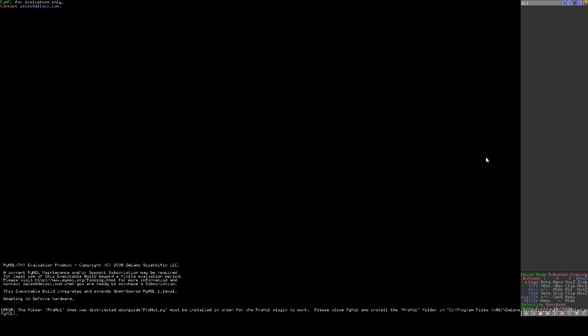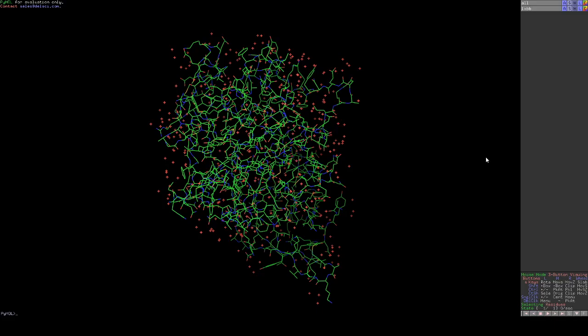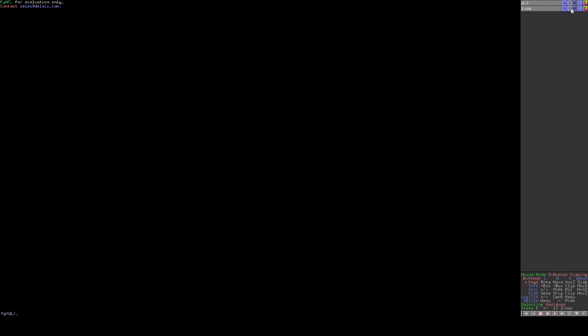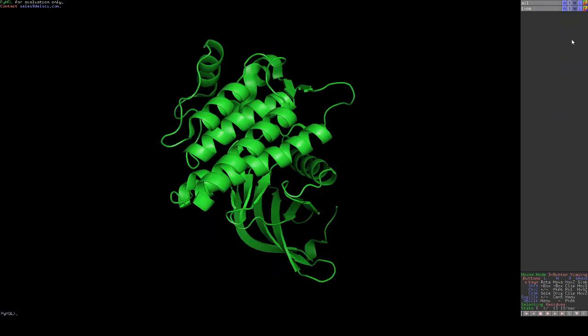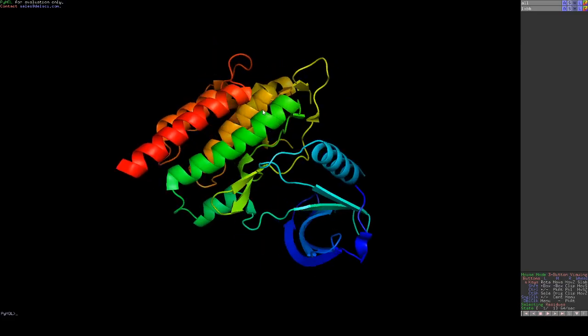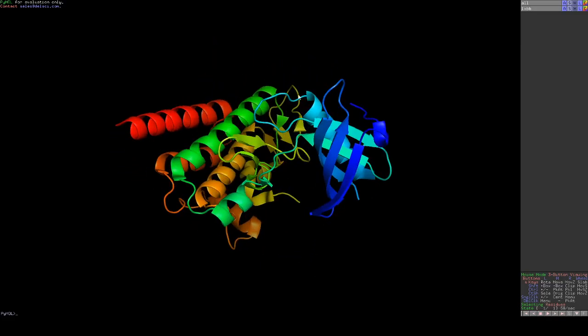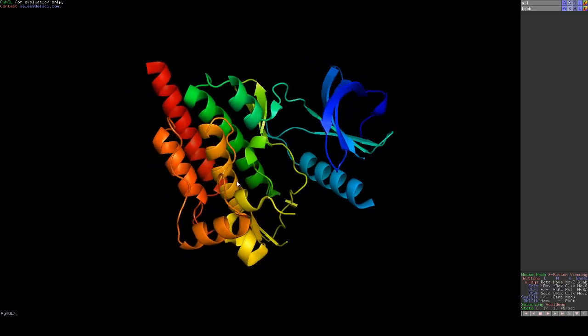Okay, so this is the PyMOL software. So let us ask it to fetch us the protein structure. Okay, so that is the code for a protein, a kinase on which the drug Gleevec acts. Let's pull it up. Okay, so let us hide everything and let us show it as a cartoon. Okay, and then let's color it as a spectrum. Okay, so this is the structure of a kinase molecule.